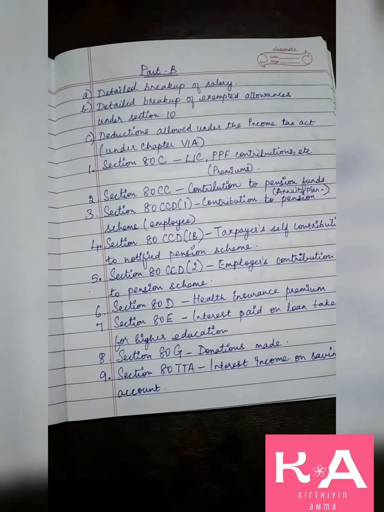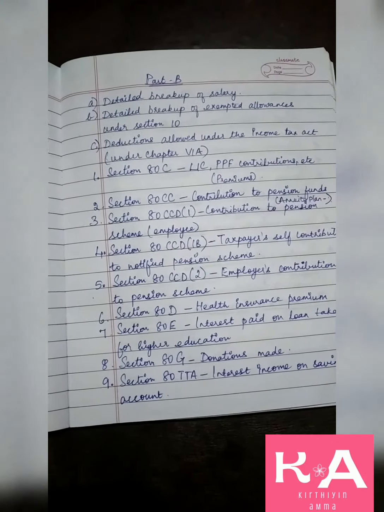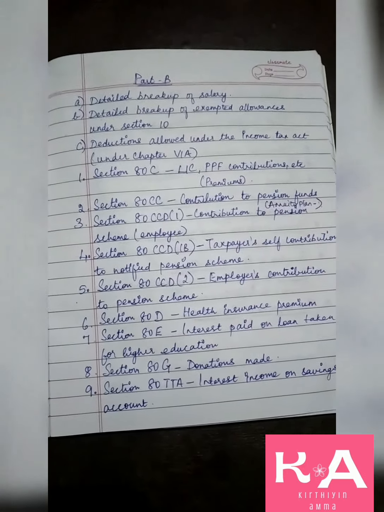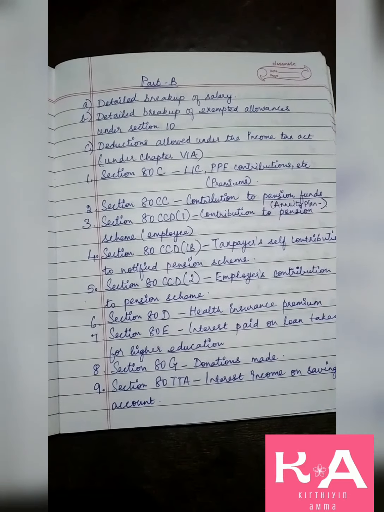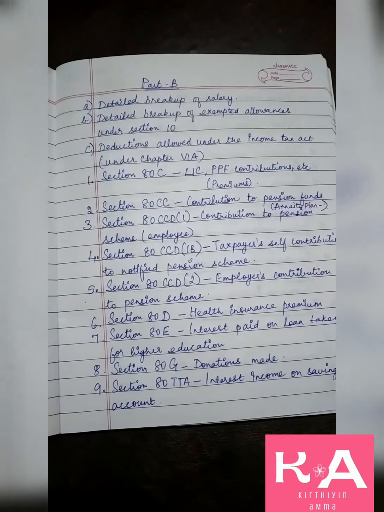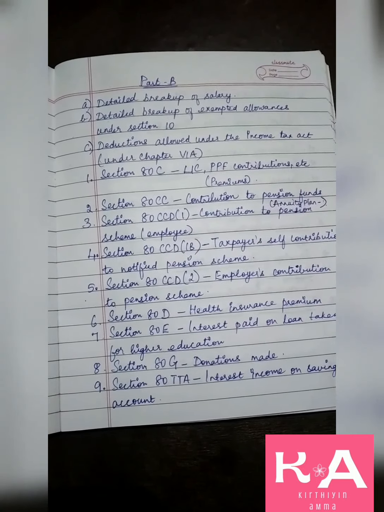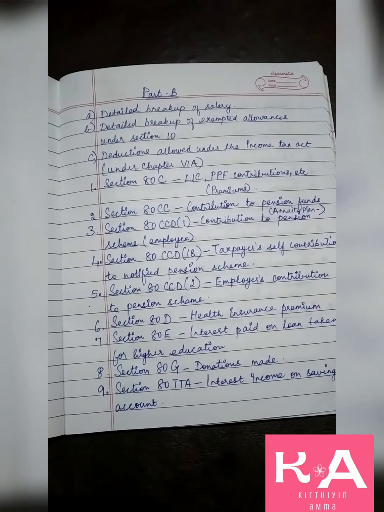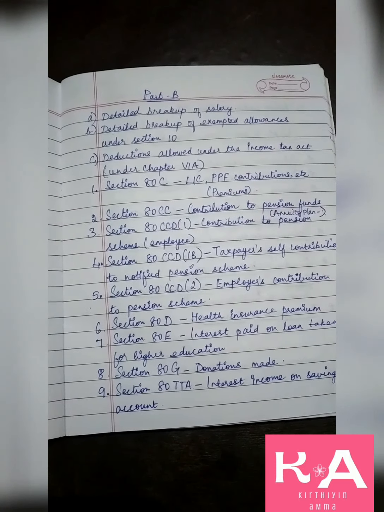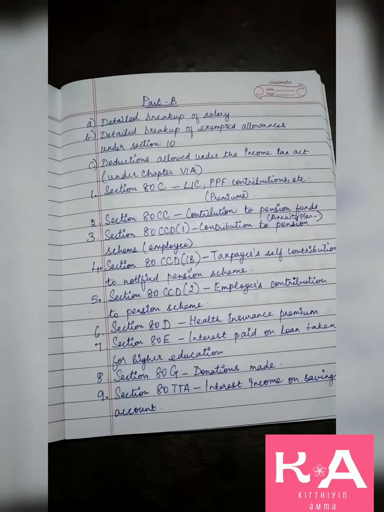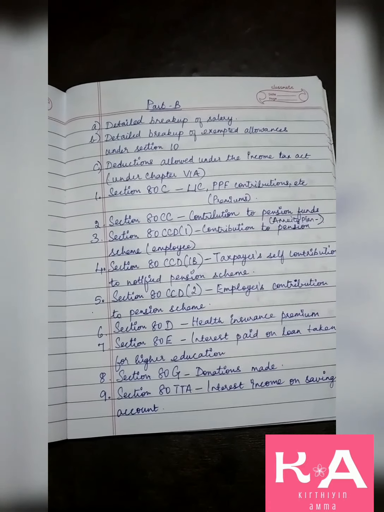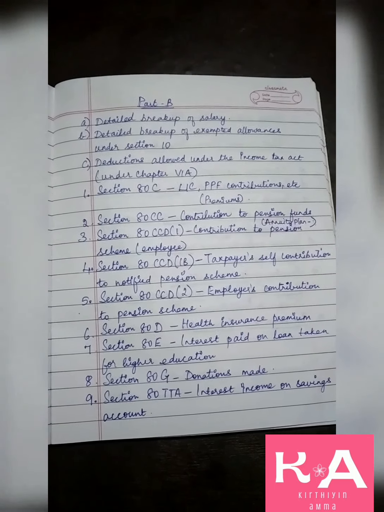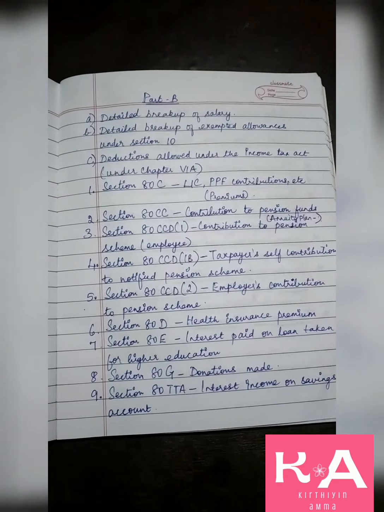So next is Part B. What will we have in Part B? You will have a detailed breakup of your salary. You will have a detailed breakup of exempted allowances under Section 10. So what are the allowances which have been exempted under Section 10? You have various allowances, right? Special allowance, conveyance allowance, leave travel allowance, HRA. So under each of the allowances, you will have certain amounts which can be exempted. Those will be shown here.